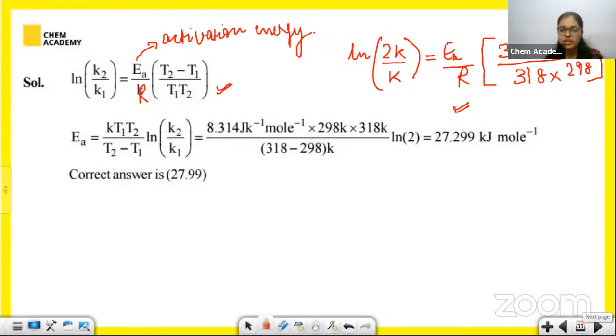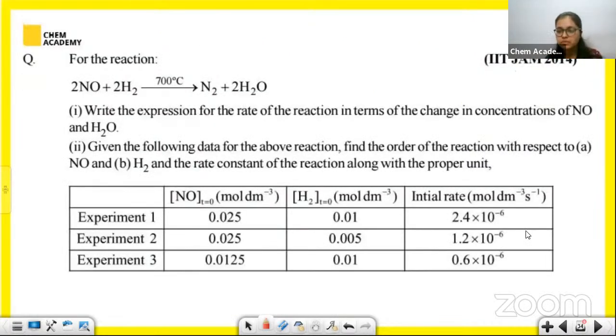Now moving on to the next question. Suppose we have this particular reaction, 2NO plus 2H2 gives us N2 plus 2H2O. We have to write the rate of reaction in terms of change in concentration of NO and H2O. How do we write the rate expression for this reaction? It is very simple to write it.